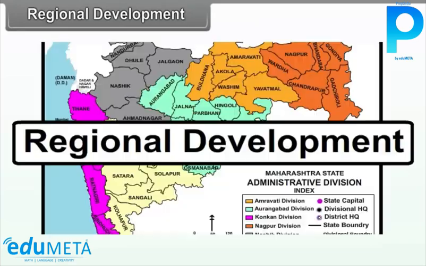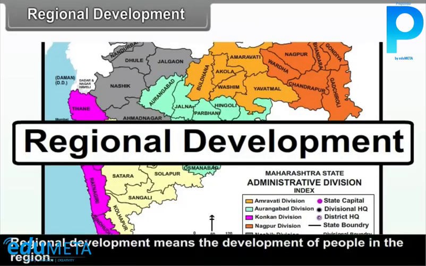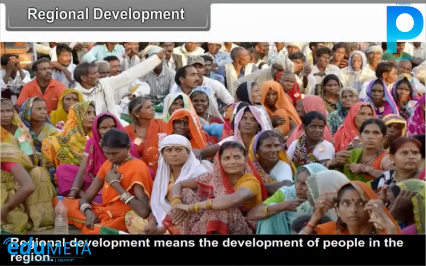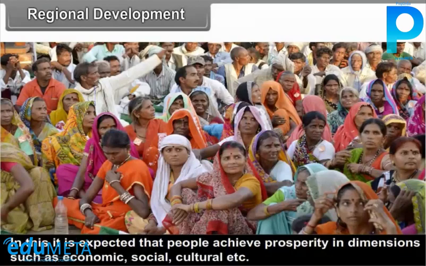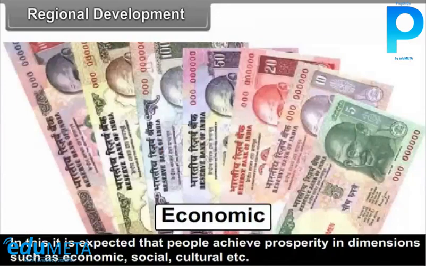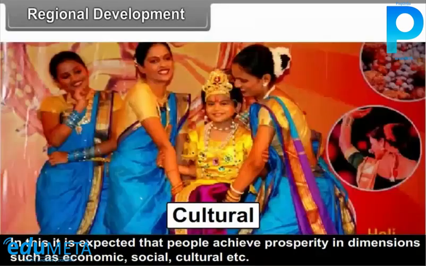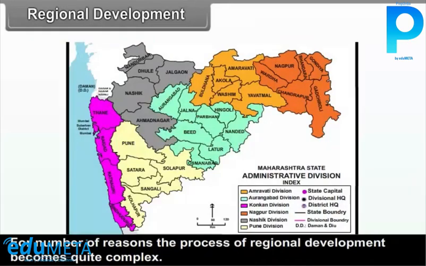(8.2) Regional Development. Regional development means the development of people in the region. In this, it is expected that people achieve prosperity in dimensions such as economic, social, cultural, etc. For a number of reasons, the process of regional development becomes quite complex.